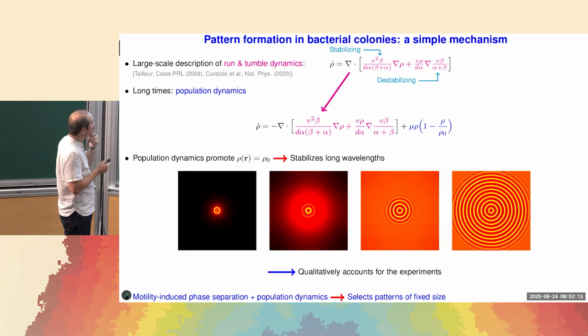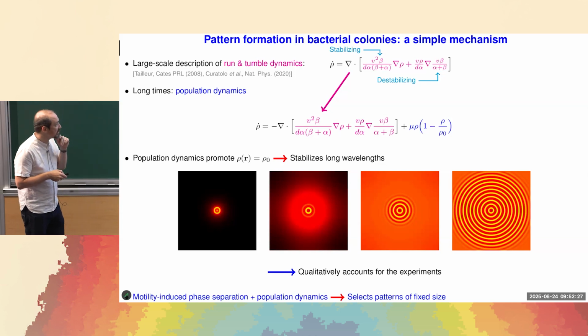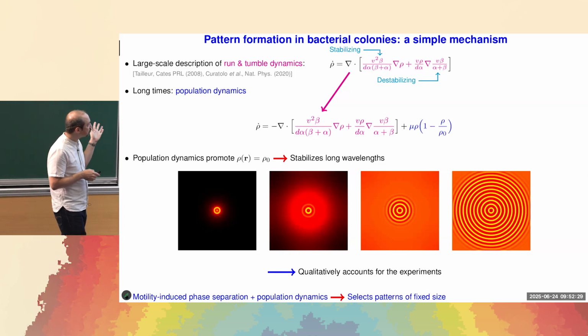And if I put that in a computer and I simulate it, these are the snapshots you see. You can see here what's called a Fisher wave ahead of the colony that's spreading out. And then in the wake of the Fisher wave, you get the formation of these concentric rings, which qualitatively accounts for what you see in the experiments.